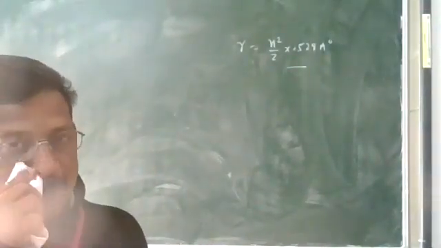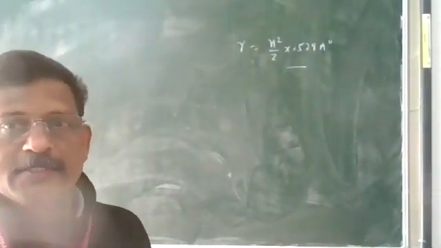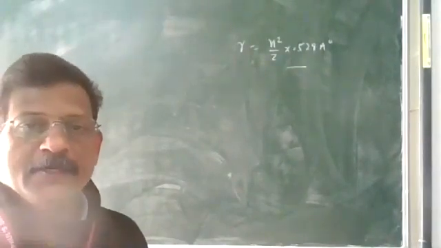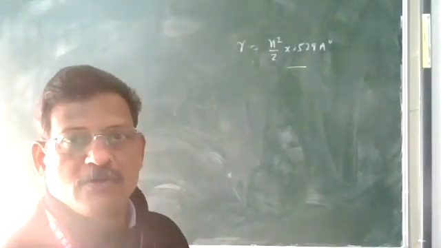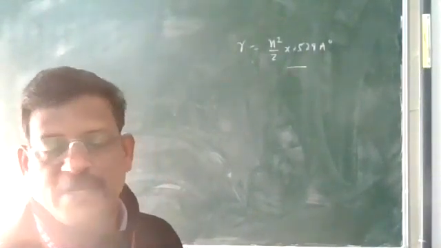So Bohr's radius is directly proportional to n square: 1 square, 2 square, 3 square, 4 and so on. So they are not equally spaced. For the first orbit of the hydrogen atom, n equal to 1 and Z equal to 1, you get R equal to 0.529 angstrom. That is called Bohr's radius.